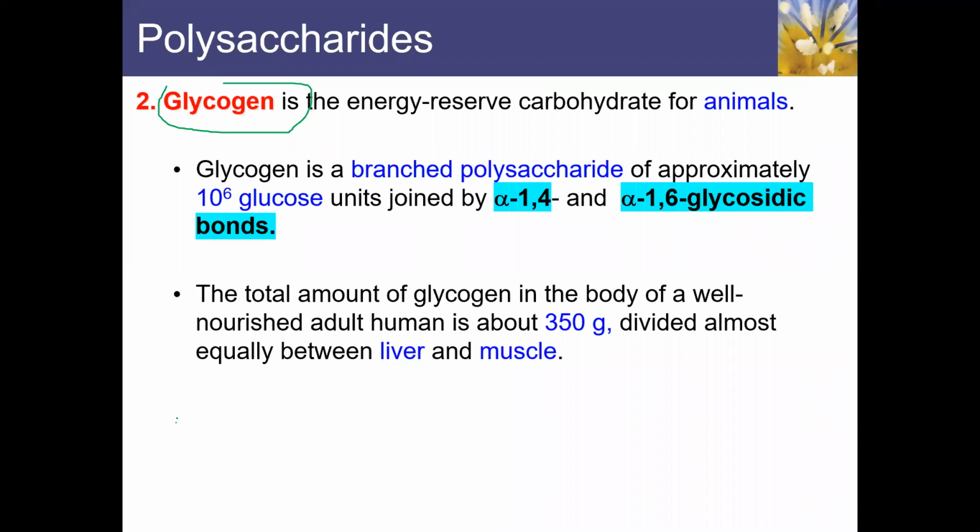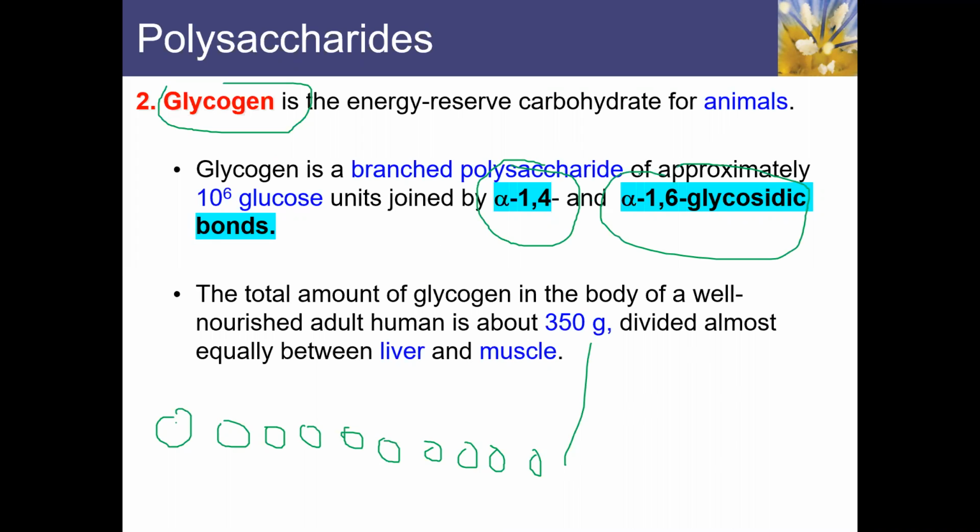Like after every 10 residues, 1, 2, 3, 4, 5, 6, 7, 8, 9, and 10, the branch comes out. Then 10 residues, the branch comes out. So it's more branched than the amylopectin. What kind of linkages are present here? Alpha 1,4 and then alpha 1,6, same as amylopectin. But as I said, it is more branched, more complex than the amylopectin.